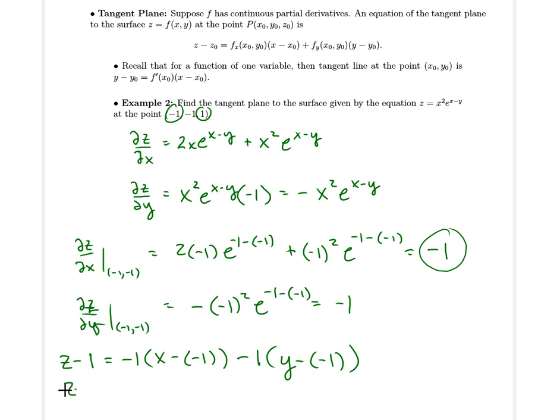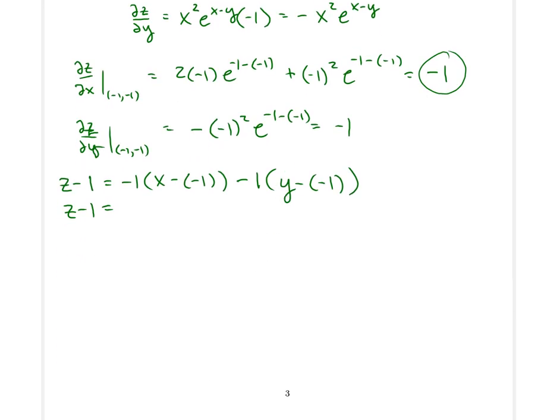And of course we can clean this up. Let's move this down a bit. So clean this up, and we've got negative x minus 1 minus y minus 1. So z is equal to negative x minus y minus 1 when we clean all that up.